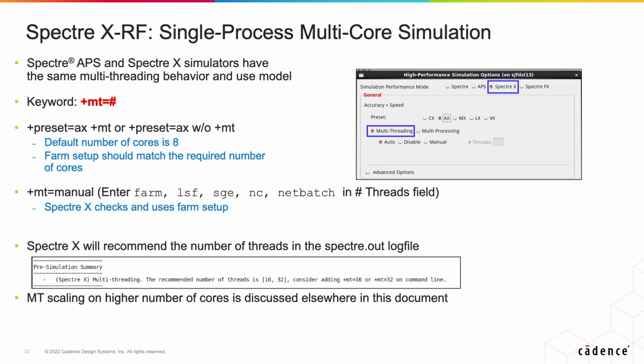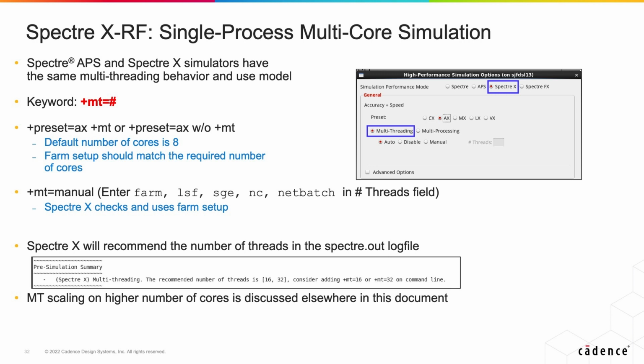Single process multi-core simulation. Here the most commonly used use model is, of course, you use Spectre X or APS and you do multi-threading. You say auto or you can say manual. I always use manual anyway. And then for post layout, use 8 or 16 threads, and for pre layout you could use 4 or so. If you have a job distribution policy like LSF, you can say manual and then say LSF, and it works the same for Spectre X or APS.